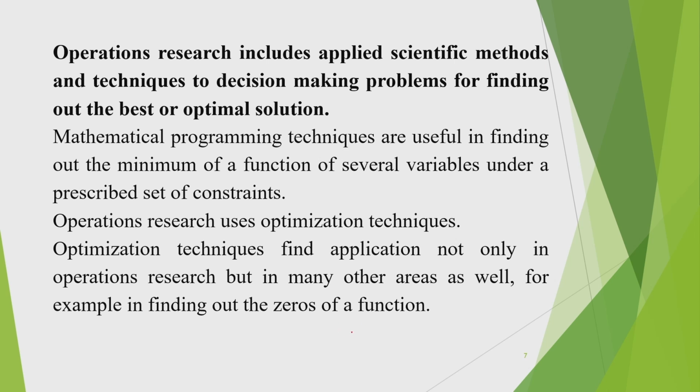For example, say you want to solve the equations x plus y is equal to 5, x minus y is equal to 7. This type of problem can also be solved by optimization. You make an error function: (x plus y minus 5) square plus (x minus y minus 7) square, and you find the values of x and y which make the error 0. If you can do that, that means you have got a solution.